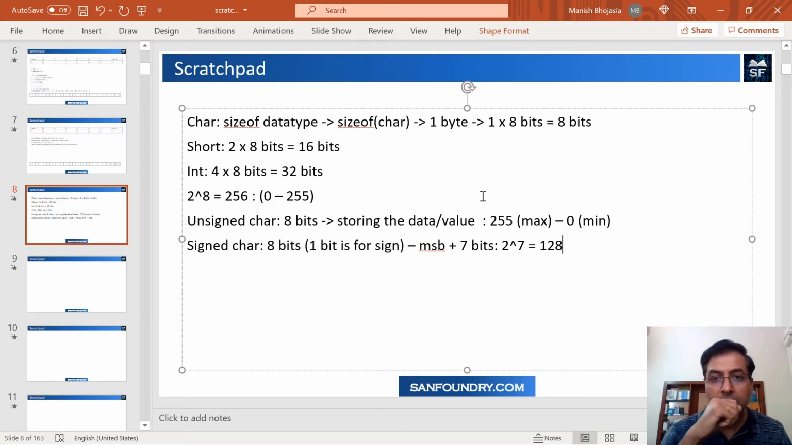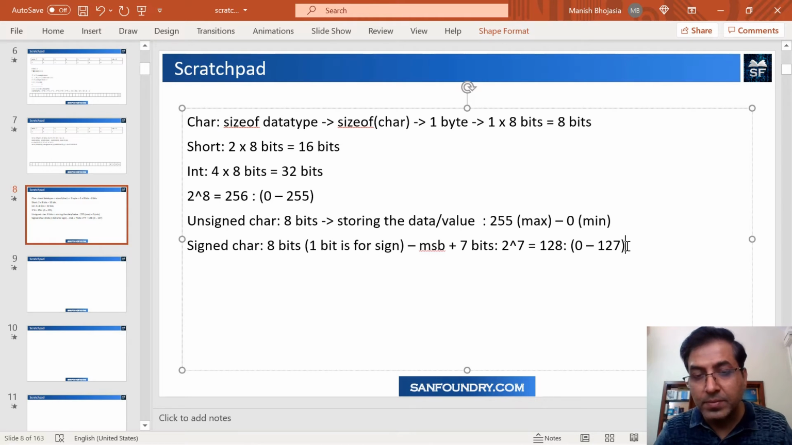Now the same interpretation follows. When you talk about a signed value, we can store 128, but in reality 128 cannot be the value. 128 is the total range of values, so it starts from 0 and goes all the way up to 127. So when you talk about the signed character data type with a positive value, it is 0 to 127. This is true when the sign representation says that it is a positive number.